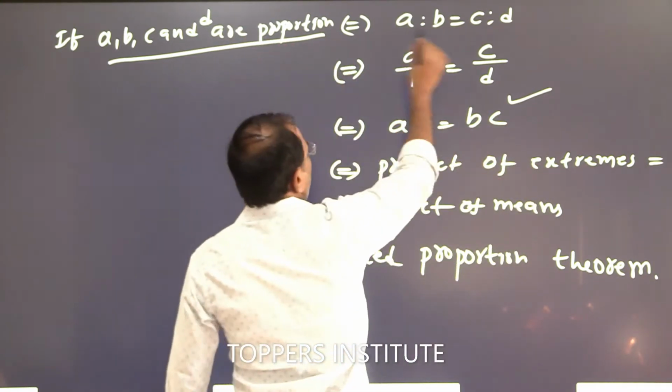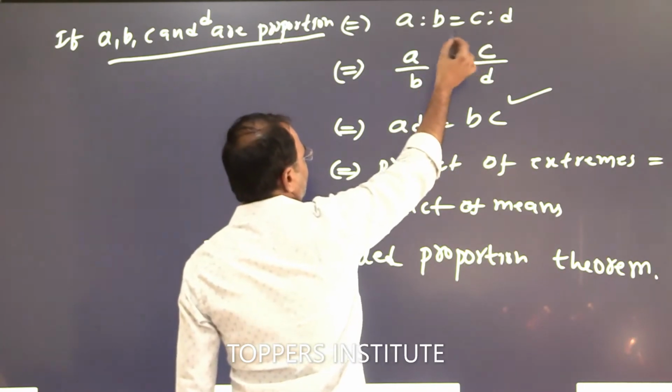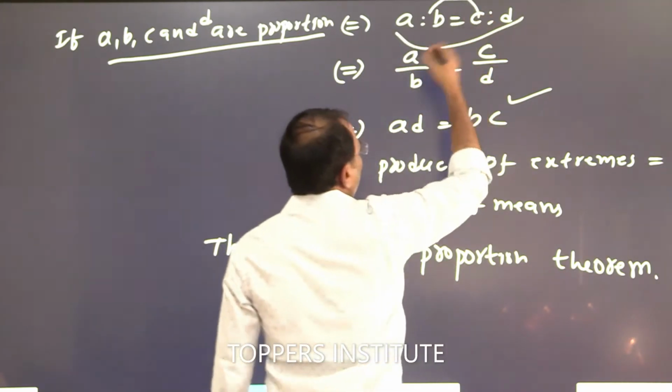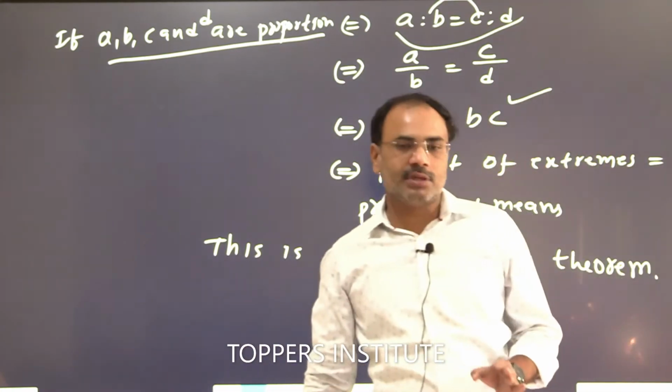It can be given in words like this, or otherwise like this: A is to B is equal to C is to D. If you have A is to B is equal to C is to D, then you can write AD is equal to BC directly. This is called proportional theorem.